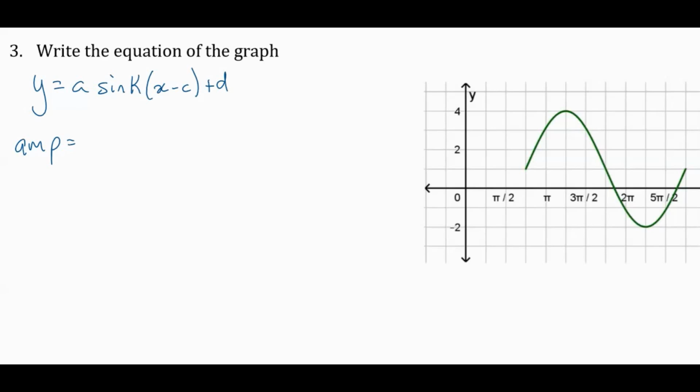Or if I identify the five key values, which is maybe what you want to do, especially if you have a full function, I find my zero line, and it's the distance from my zero line up or zero line down. Or I could count from the minimum 1, 2, 3, 4, 5, 6 up to the max. Looking at the scale, they each count as 1. 6 divided by 2 is 3. 1, 2, 3 up. 1, 2, 3 down. So the amplitude is 3. Amplitude is always positive. And that gives me my A value of 3.